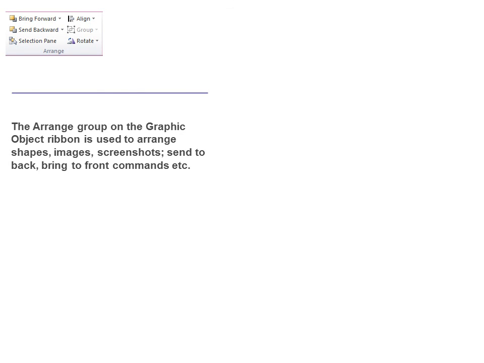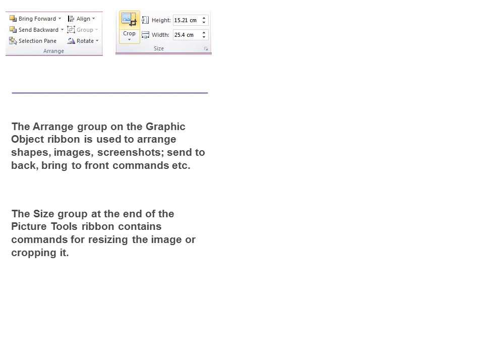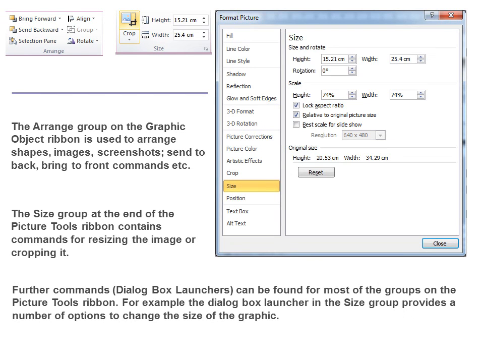The Arrange group on the Graphic Object ribbon is used to arrange shapes, images, screenshots, send to back, bring to front commands, etc. The Size group at the end of the Picture Tools ribbon contains commands for resizing the image or cropping it. Further commands, dialog box launchers, can be found for most of the groups on the Picture Tools ribbon. For example, the dialog box launcher in the Size group provides a number of options to change the size of the graphic.